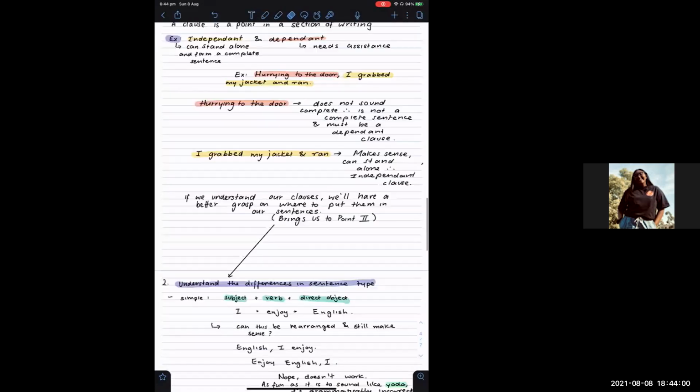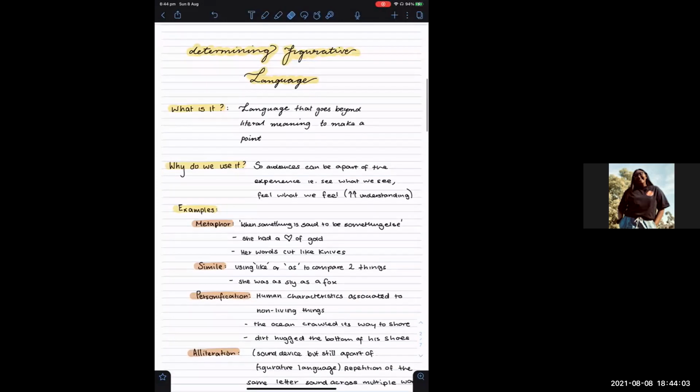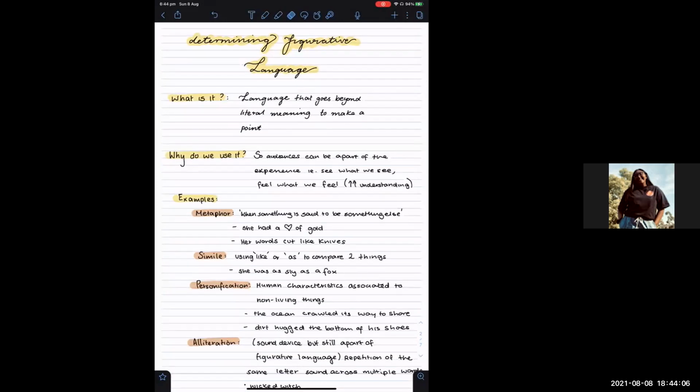Okay. So we've already touched on a couple of things to do with figurative language. Now, I'm going to breeze through this because I'm sure you've heard it many times before. Figurative language is language that goes beyond the literal meaning to make a point, okay? Why do we use figurative language? We use it because it brings our audience into the experience. They can see what we can see, they can feel what we feel, and it also helps them to understand our story way more than they did without it. So understanding of the events happening increases when we use figurative language.